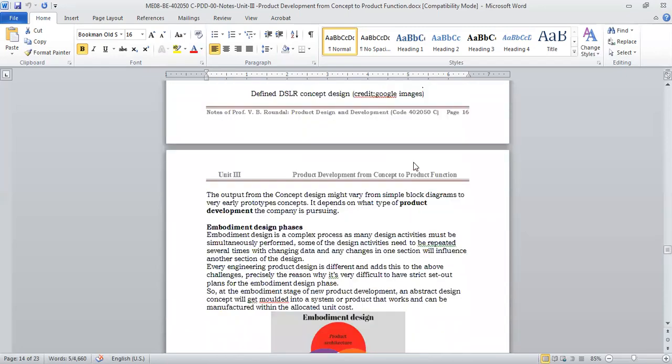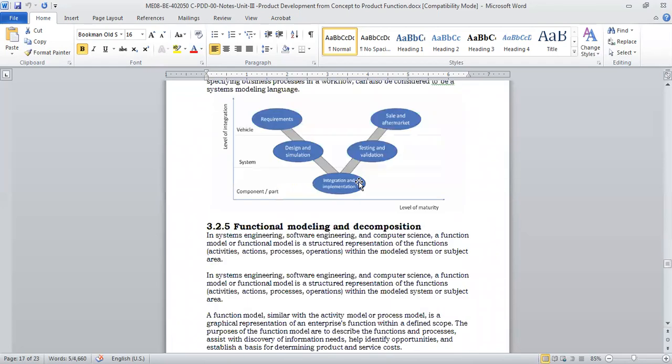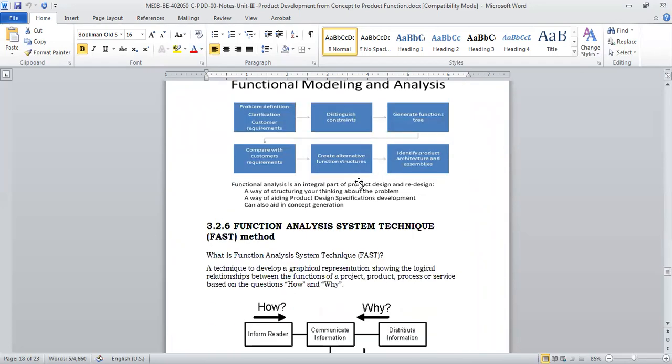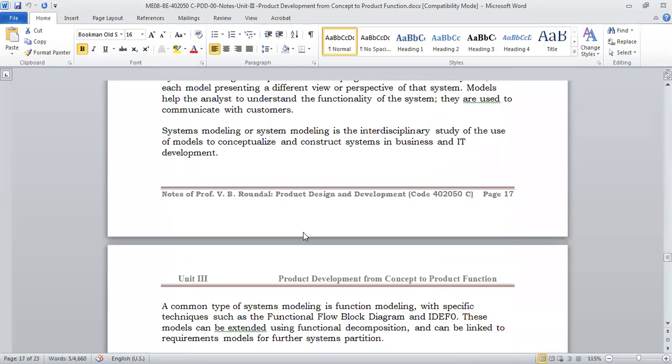So today we will see system modeling. What is system modeling? Functional modeling and decomposition, and something called the FAST method. These three things we will see today, and in the next lecture we will wrap up unit number 3. So, system modeling. What is system modeling?